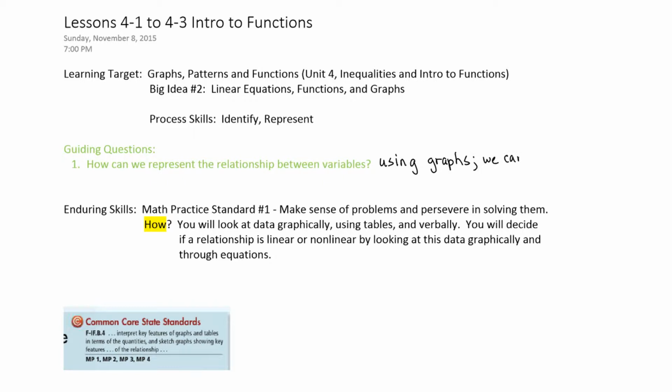We can see how variable quantities change.